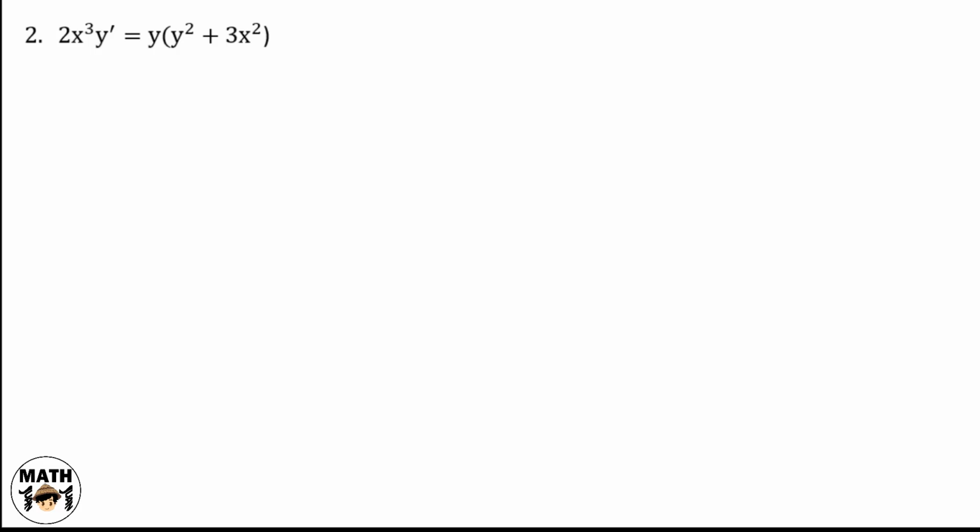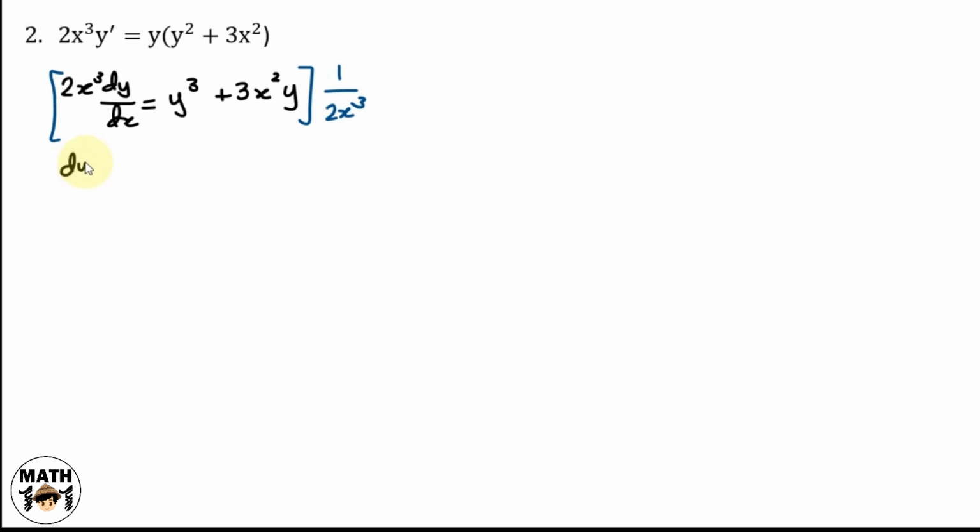Problem number 2, 2x cubed y prime equals y quantity y squared plus 3x squared. Sulat muna natin si y prime as derivative of y with respect to x. Then expand natin yung right hand side, y cubed plus 3x squared y. Sulat natin to as derivative of y with respect to x. So divide natin yung buong equation by 2x cubed. We'll get derivative of y with respect to x equals y cubed over 2x cubed plus 3x squared y over 2x cubed.